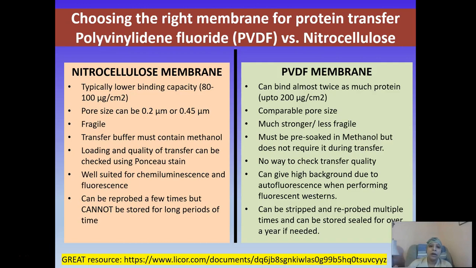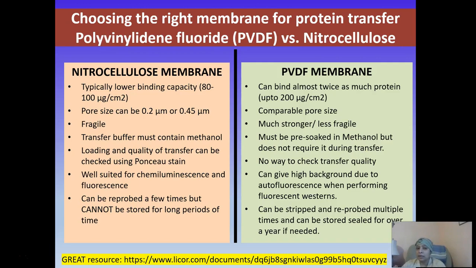The nitrocellulose has a little bit lower binding capacity, so it only takes about 80 to 100 micrograms of protein per centimeter square. PVDF can take twice as much protein, so if you have proteins that are low abundant and you're afraid that you may not be able to get them otherwise, PVDF might be a better membrane to use. Pore size-wise, both of them come in 0.2 and 0.45 micrometer pore size, so you can use whichever one you need. For most of our proteins, we just use 0.45 micrometer. Frankly, there have been very few times that I've had to use 0.2.